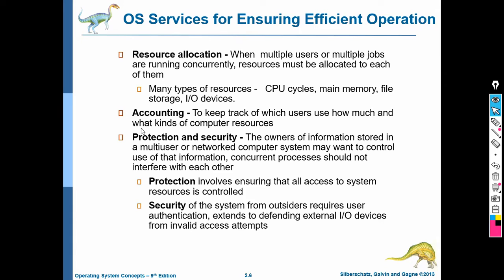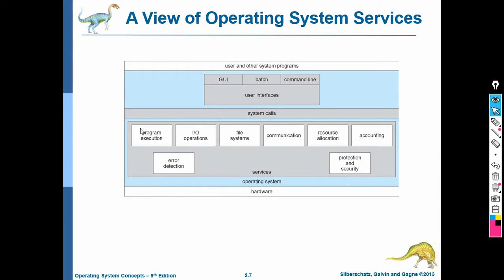Protection involves ensuring that all access to the system resources is controlled. Security of the system from outsiders requires user authentication and extends to defending external I/O devices from invalid access. Against different internal and external kinds of attacks like denial of service, spam, or malware, you need security services, which are provided as part of your operating system.